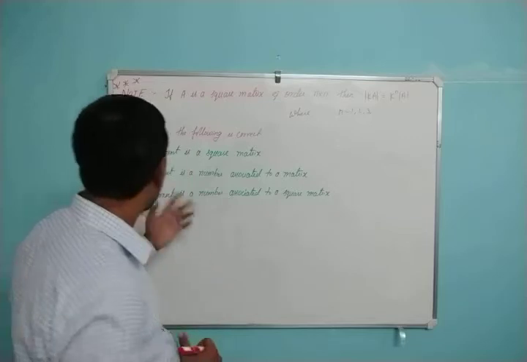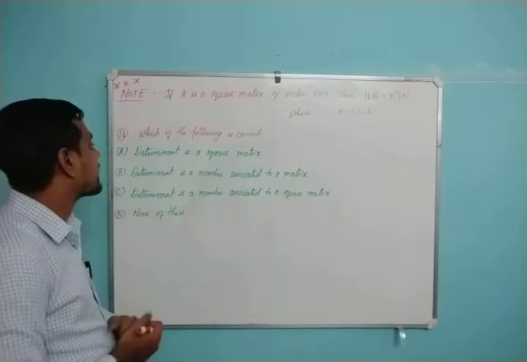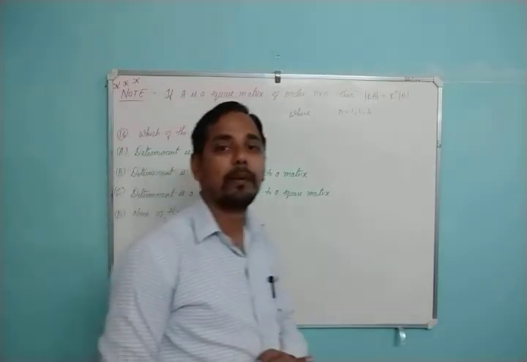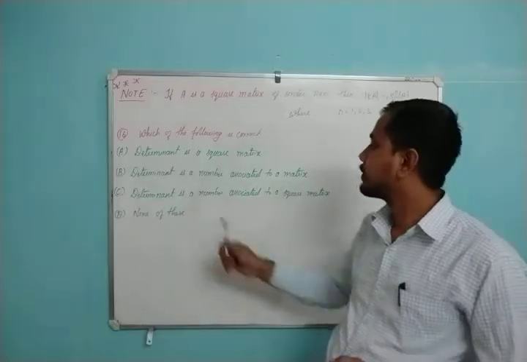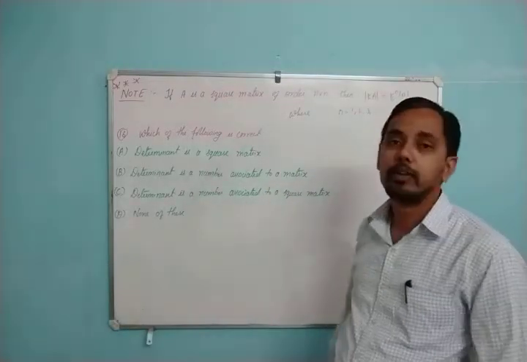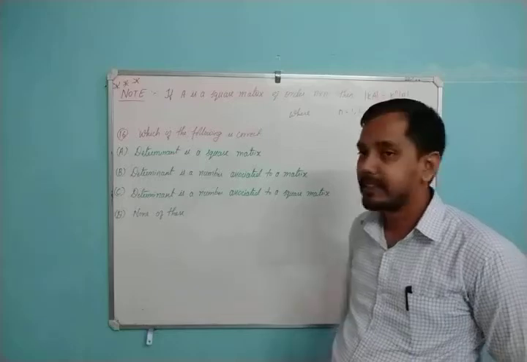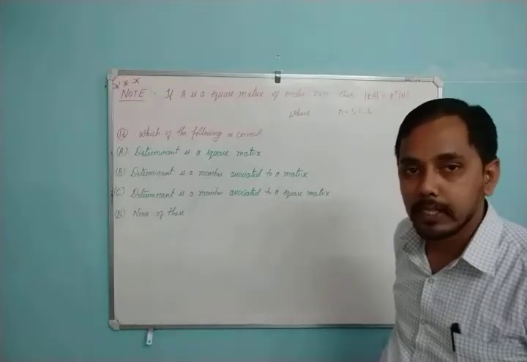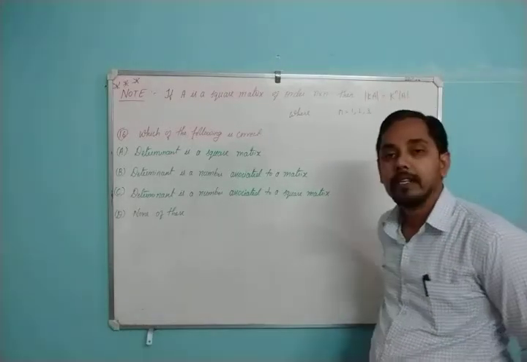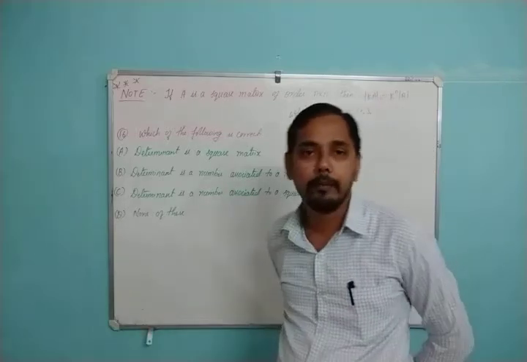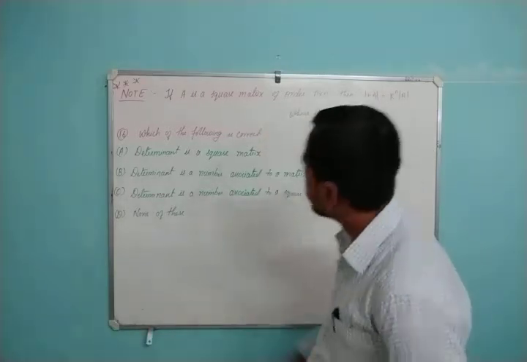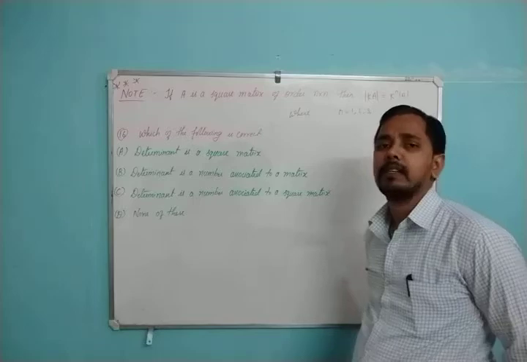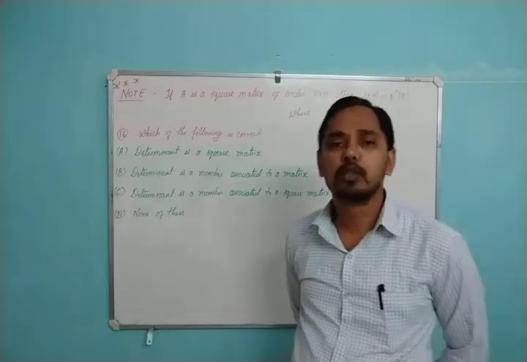Coming to the last problem, which of the following is correct? The first option: determinant is a square matrix. Second option: determinant is a number associated to a matrix. Third: determinant is a number associated with a square matrix. And fourth is none of these. Out of the 4, any one must be correct. Coming to the first one, determinant is a square matrix. Is it right? Is determinant a square matrix?